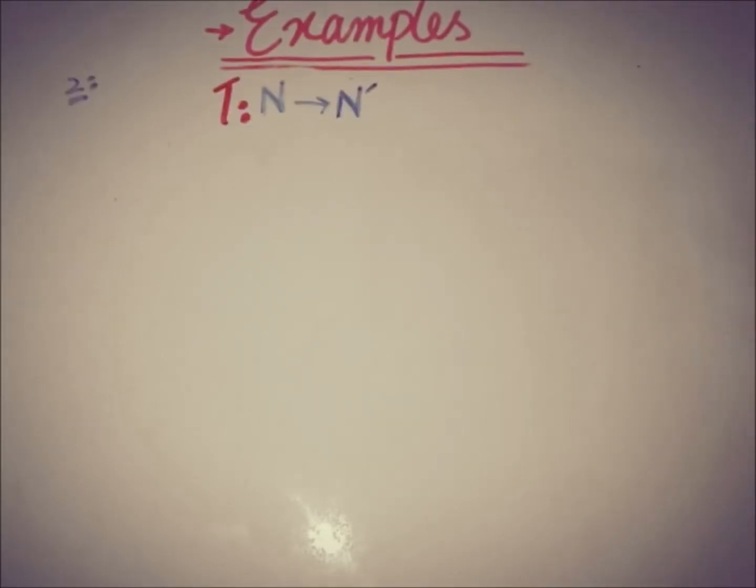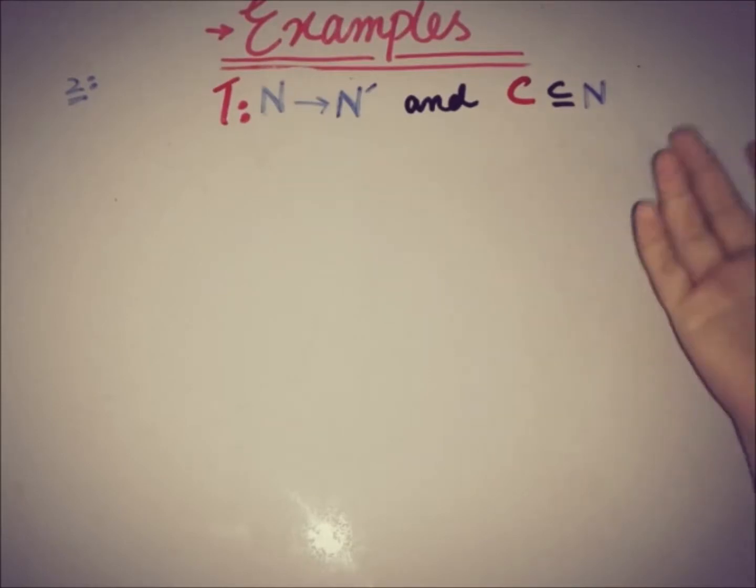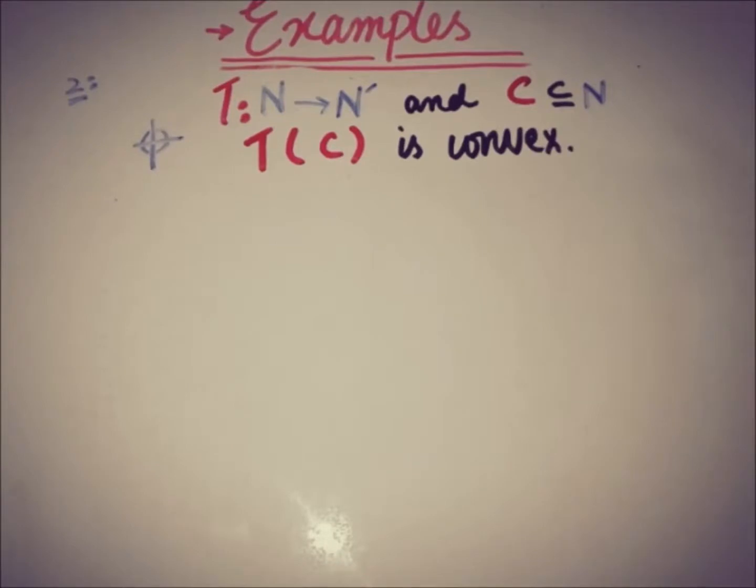Now the second example is about the linear transformation. So assume that T is a linear transformation from one linear space to another linear space, and C is a convex subset of that linear space N. Then the transformation on C, that is T of C, is also convex. So let's start this proof.